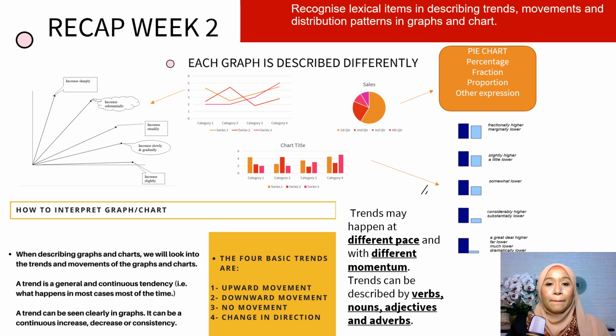So trends may happen at different pace and with different momentum, and it can be described using verbs, nouns, adjectives, and adverbs. What's important is when you want to describe graphs and charts, you know the trend and the suitable word to describe it.